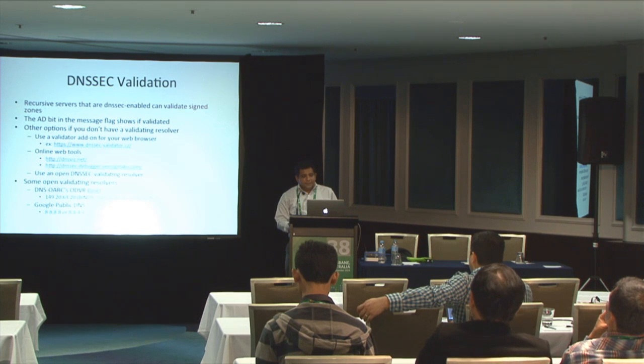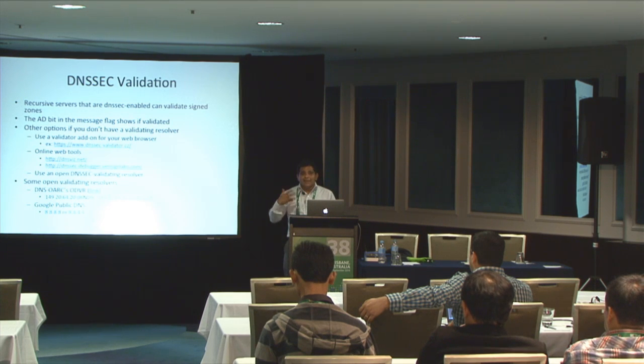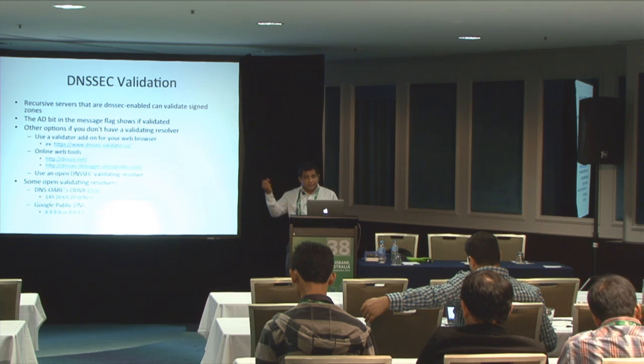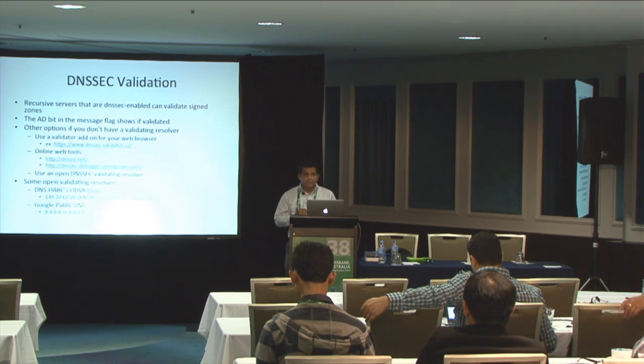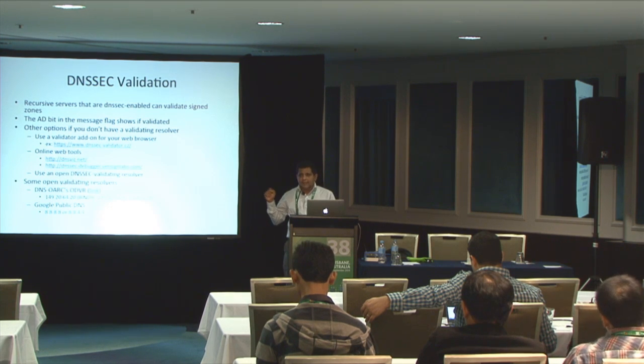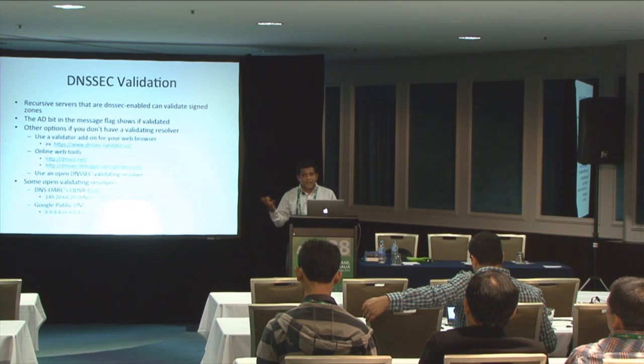About DNSSEC validations, recursive servers need to be enabled for validation, so that when the recursive or caching servers give answers, they can give validated answers. That's important. Now there is also a bit called the AD bit, which stands for authenticated data. If you do a test, for example with dig, you can see that if the answer can be validated, there is an AD bit set. So you know that it is validated.